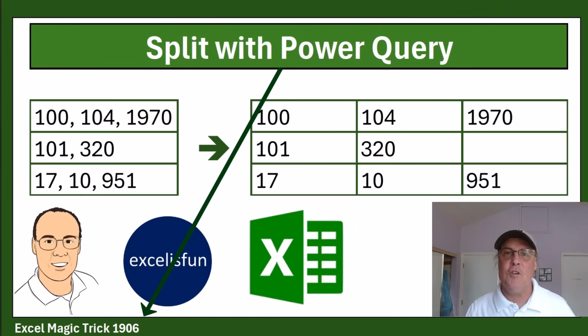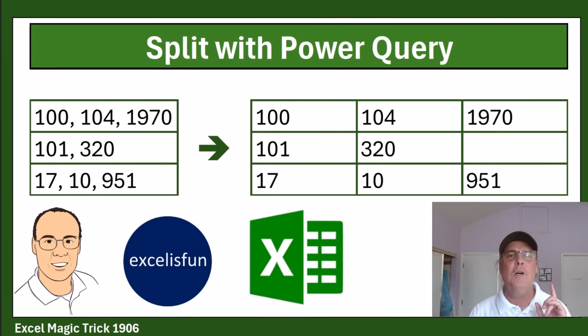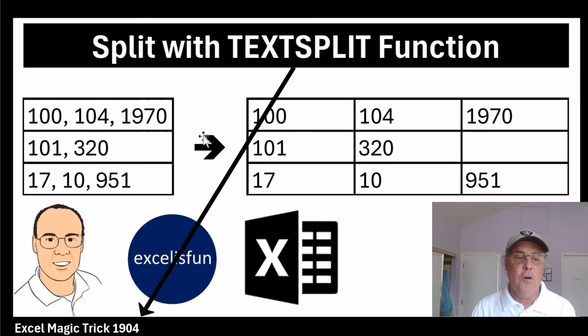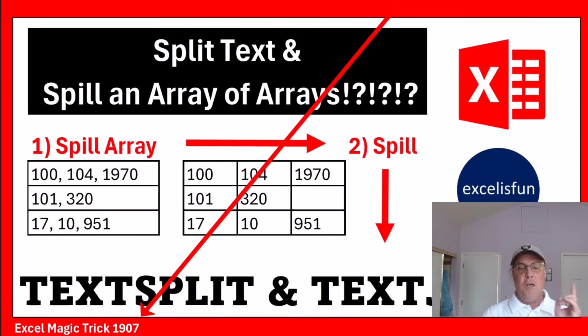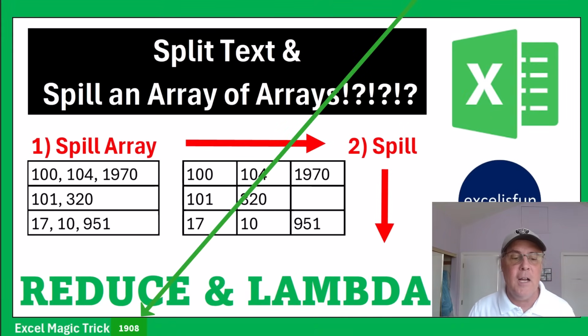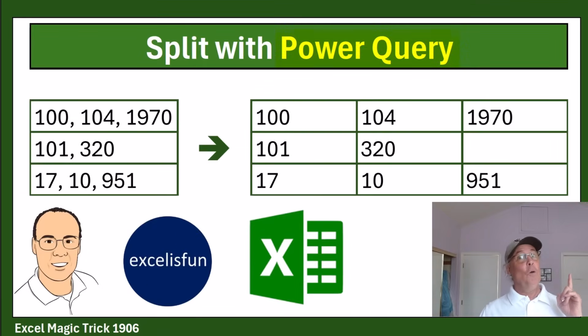Welcome to Excel Magic Trick 1906. In this video, we need to do something simple: split data based on a delimiter into different columns. In 1904, we used the TEXTSPLIT function. In 1905, the text to columns feature. And in the next two videos, 7 and 8, we'll see how to do it with a dynamic spilled array formula. But in this video, we want to see how to do it with Power Query.